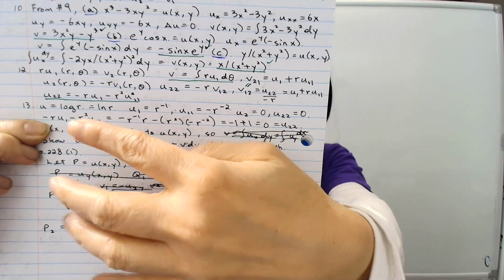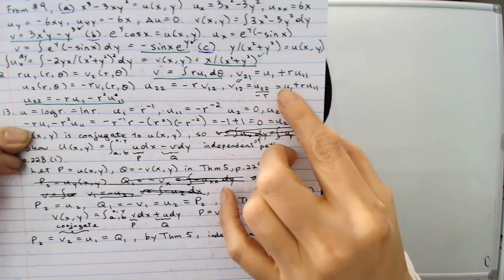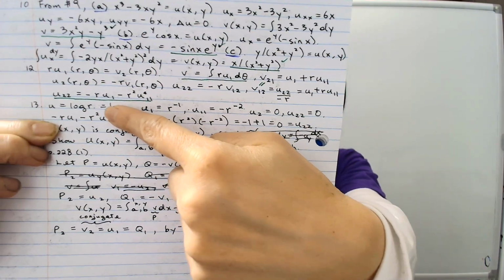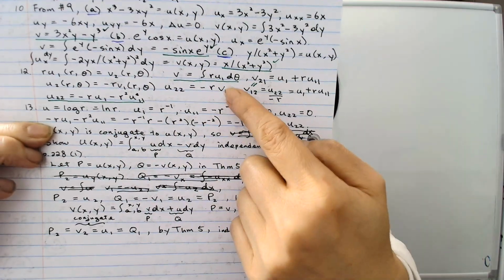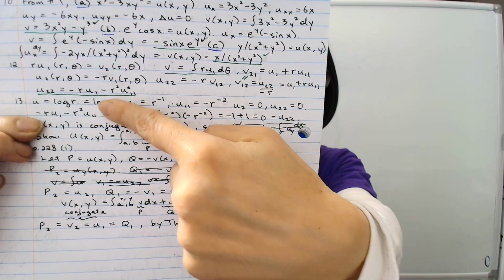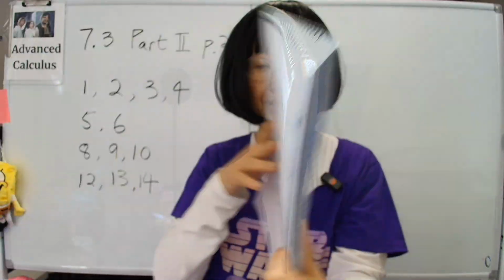And U22 equals this one. So for these two values to be equal, we have to have U22 equal to negative rU1 minus r squared U11.